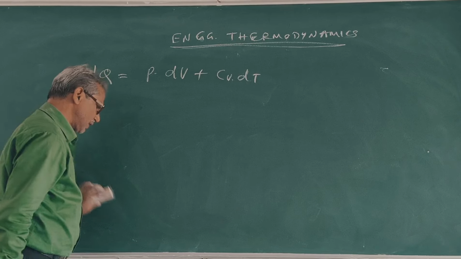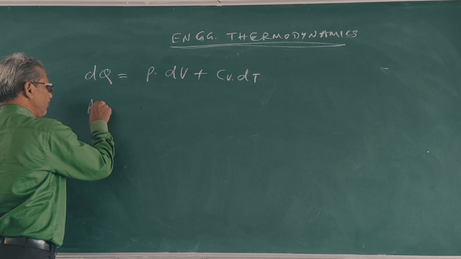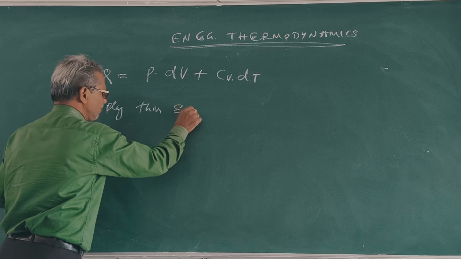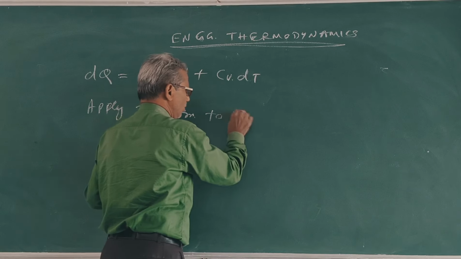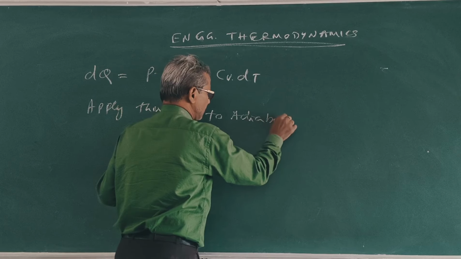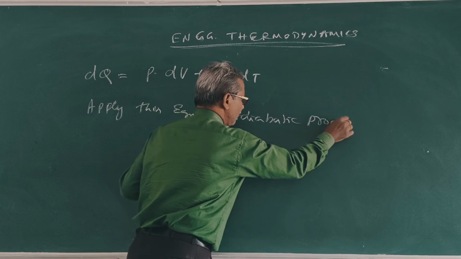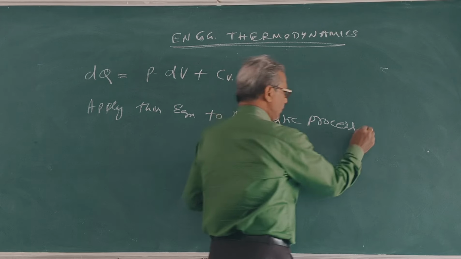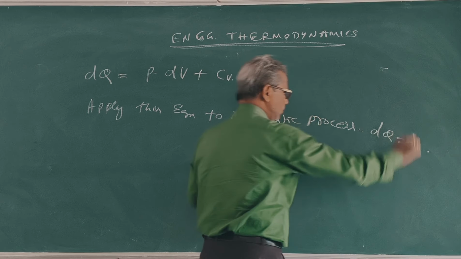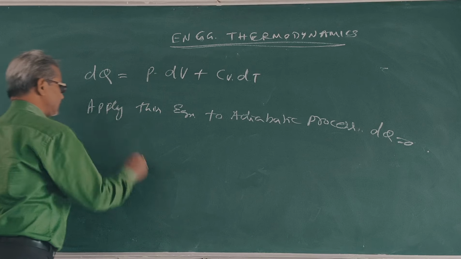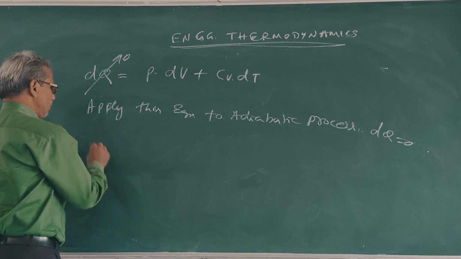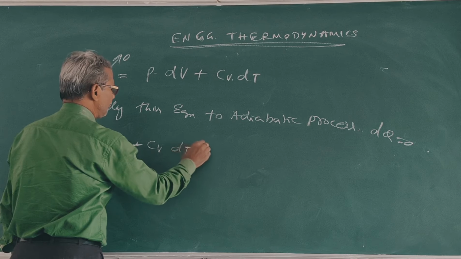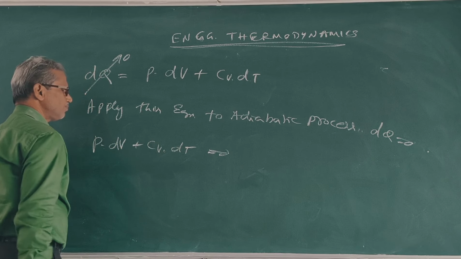Apply this equation to the adiabatic process. That is, dQ is equal to 0. So P dV plus Cv dT is equal to 0. Clear?